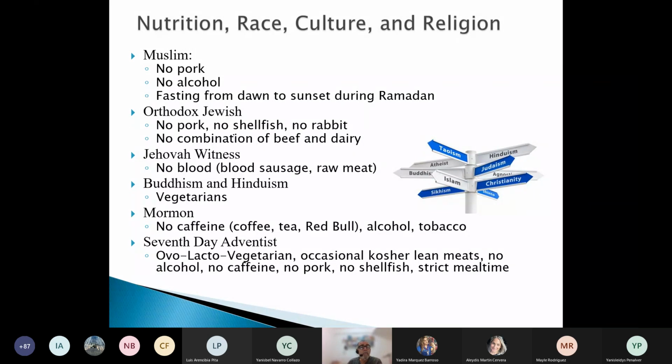They don't consume shellfish, but they can consume fish with a scale, but not shellfish. So you need to know what is shellfish, okay? So you need to know what is shrimp, crab, oyster, clams, etc., etc. No rabbit. I have never seen this in an English question, but this is something interesting. They don't consume rabbit.